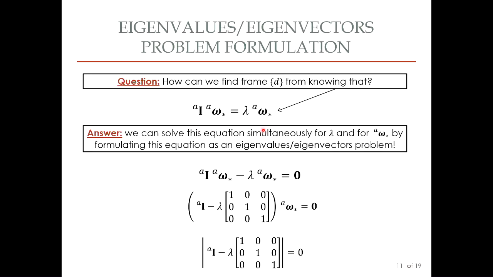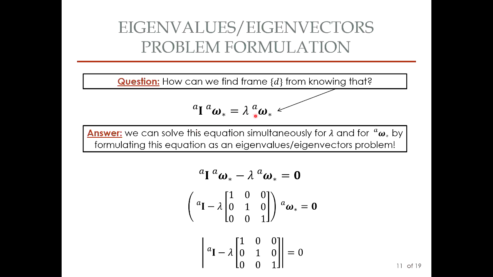Again, this is the same equation. We start from it while lambda is unknown and omega is unknown. But we keep in mind that this omega, if we find it, will be directed. So to satisfy this equation, this omega will essentially be directed in one of the principal axes, and this lambda will be the corresponding moment of inertia in that direction, in frame D, essentially, in the principal frame.